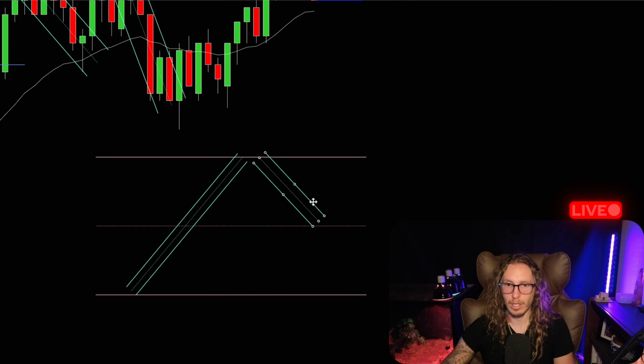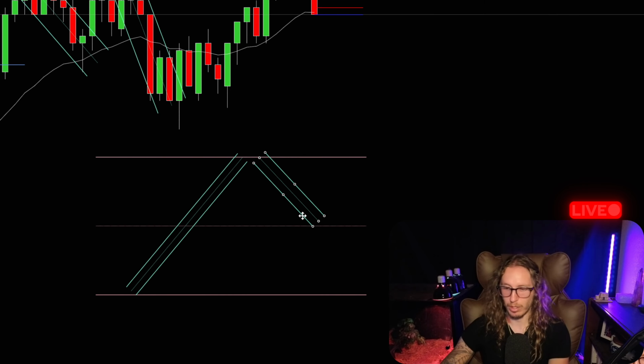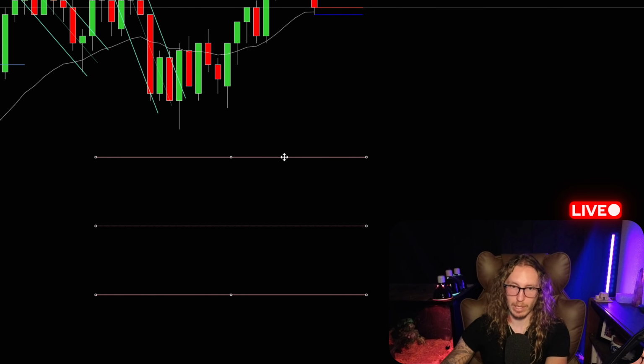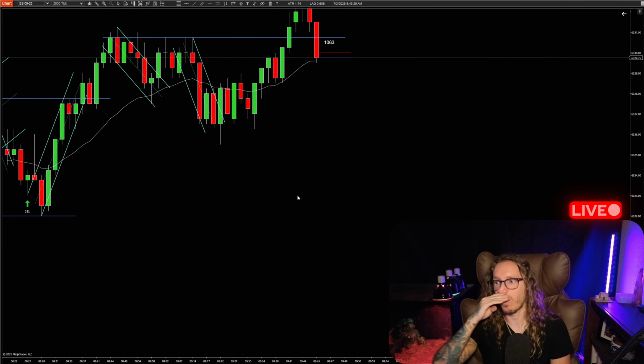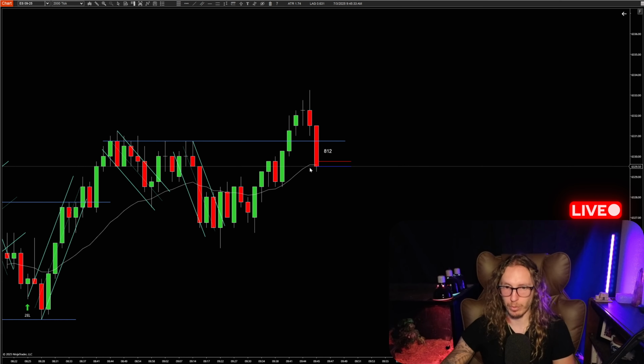Now you want it to be on the right side of the EMA. So if you're taking a failed second entry short, you want it to be forming above the EMA. If you're taking a failed second entry long, you want it to be forming below the EMA. That's part of my criteria with the 21 EMA.